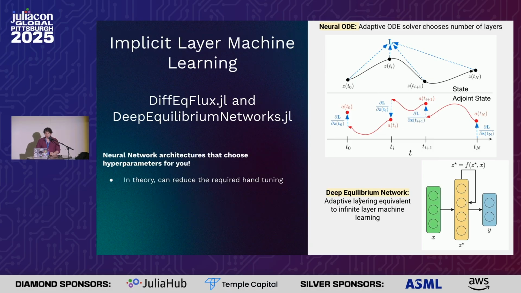Another one is deep equilibrium networks. This is using a Newton method or a nonlinear solve with a neural network inside of it as a universal function approximator. And it actually ends up being equivalent to neural networks with infinitely many layers. So that solves a hyperparameter optimization problem: just make the number of layers go to infinity, right?